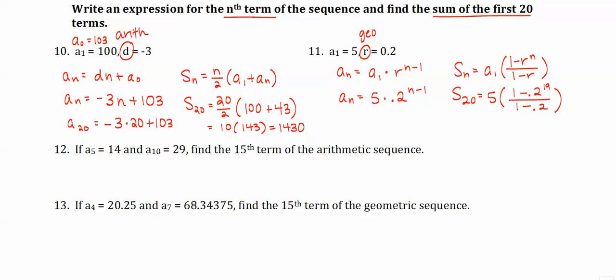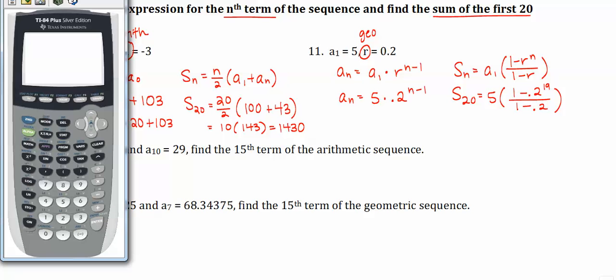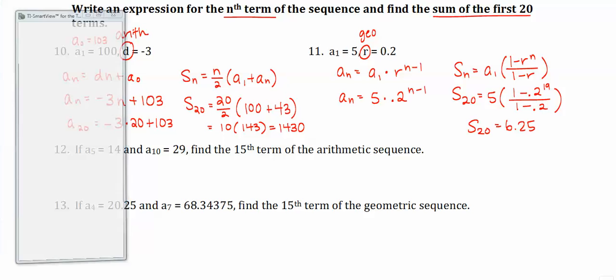I'm going to type this in my calculator. Okay, so I'm going to pull up my calculator. I'm just going to type this in. So 5 times the quantity, 1 minus 0.2 to the 20th, divided by 1 minus 0.2. Notice I put that denominator in parentheses, so it would be all stuck together. And it looks like the sum of 20 terms is 6.25. Okay? Okay, so moving on.